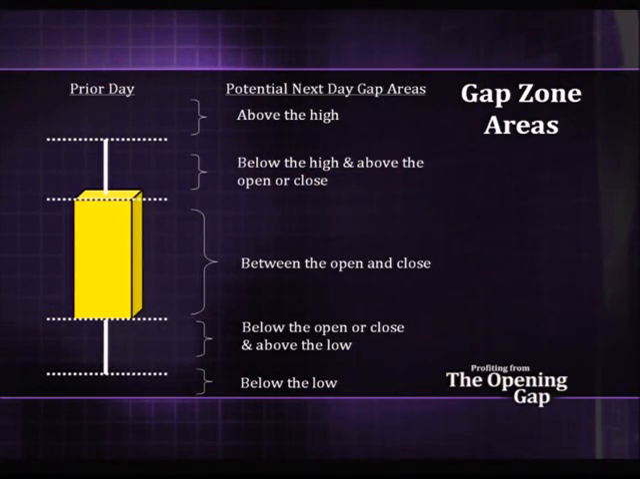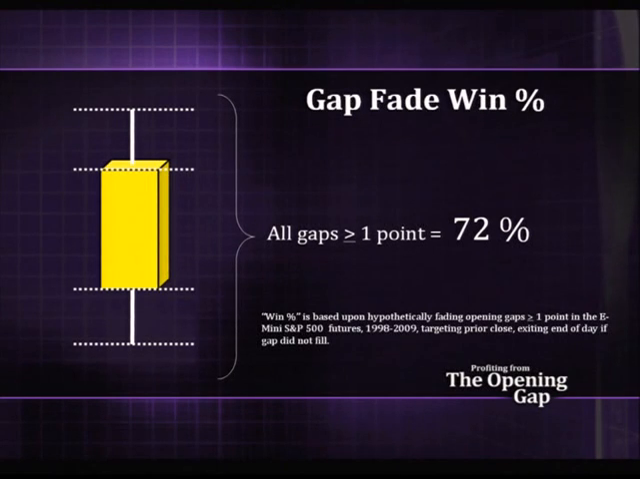There are 5 different levels, as I just mentioned. We can open above the high, between the high, and if the day was up, it'd be opening between the high and the close. There in the middle of the body, you're opening between the open and close. And then all the way down to opening below the low of the prior day. So that forms 5 zones. And let me just continue.